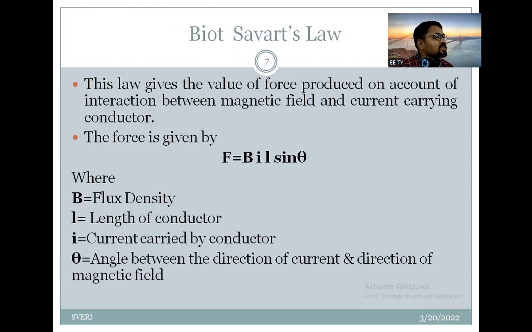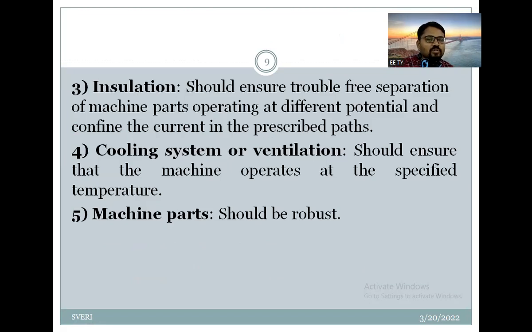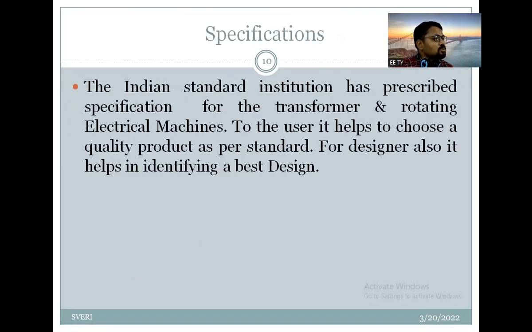Then Biot-Savart law, what does it give us? Whenever there is a current carrying conductor placed in a magnetic field, the amount of force developed is given by the Biot-Savart law. And what is that equation? F is equal to BIL sine theta. Might be this will appear in the MCQ. Then we have studied the design factors. Whenever we consider the design of any machine, which design factors do we need to consider? Magnetic circuit, electrical circuit, insulation, cooling system or ventilation, and last is the machine parts. After that, we went for the specification.